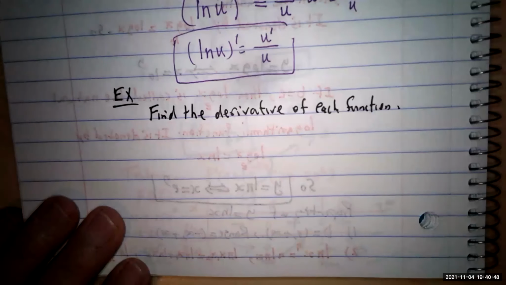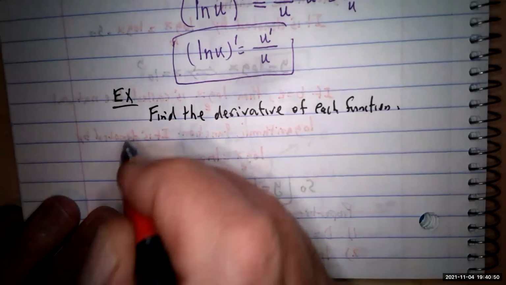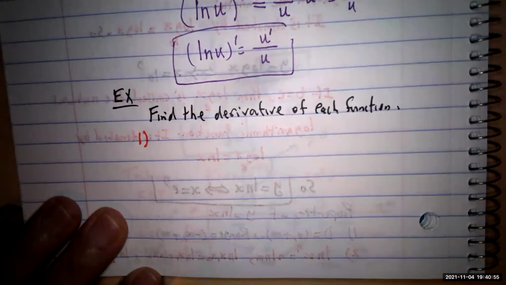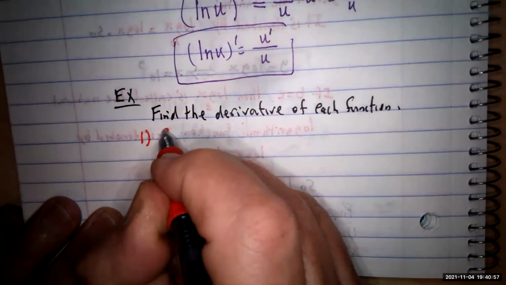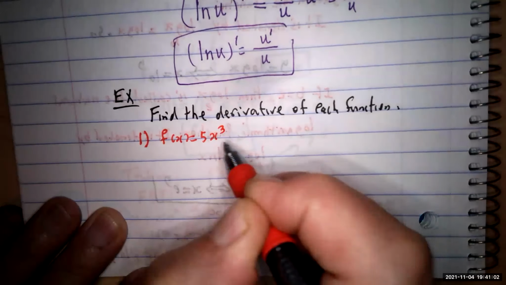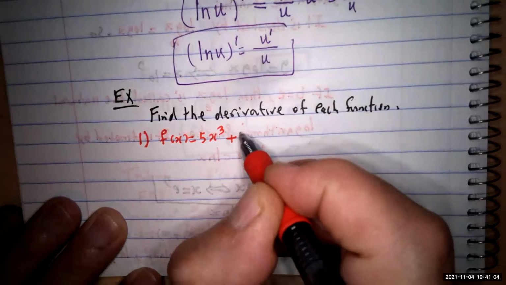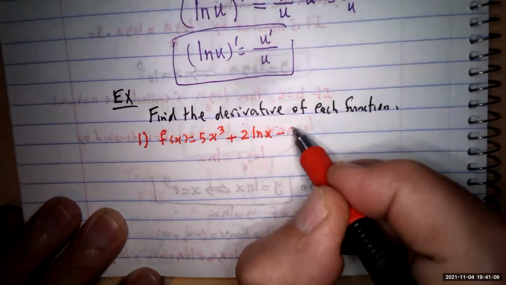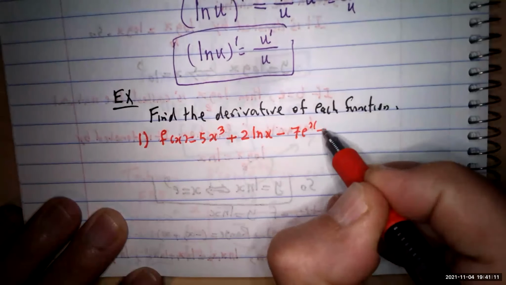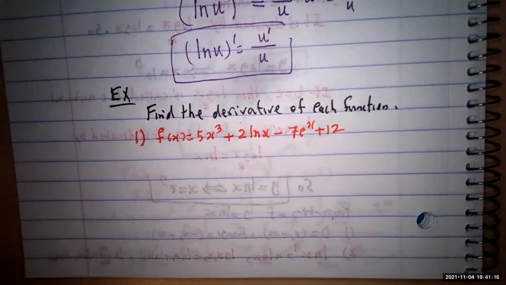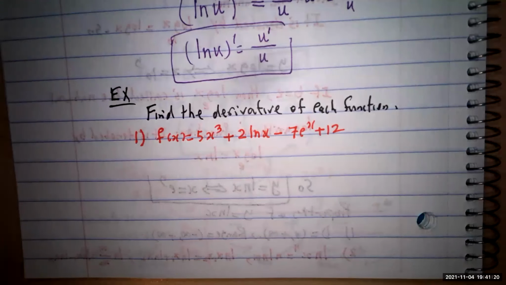Each function. The first one, we call it ordinary function. I gave a test at university and I gave them this one last week. So the first function is f of x equals 5x cubed plus 2 ln x minus 7e to the x plus 12. So you want to find the derivative of this function. We differentiate, we go forward, one by one.